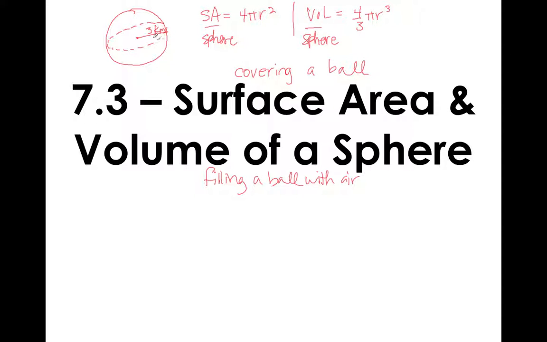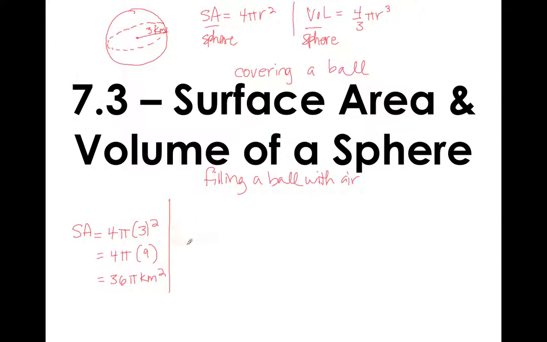If my sphere has a radius of 3, then I can take the surface area formula and set it equal to 4 times pi times 3 squared, which gives me 4 times pi times 9, which gives me 36 pi kilometers squared.